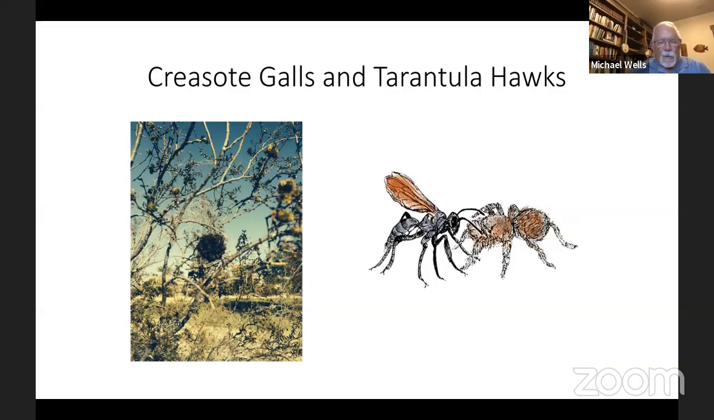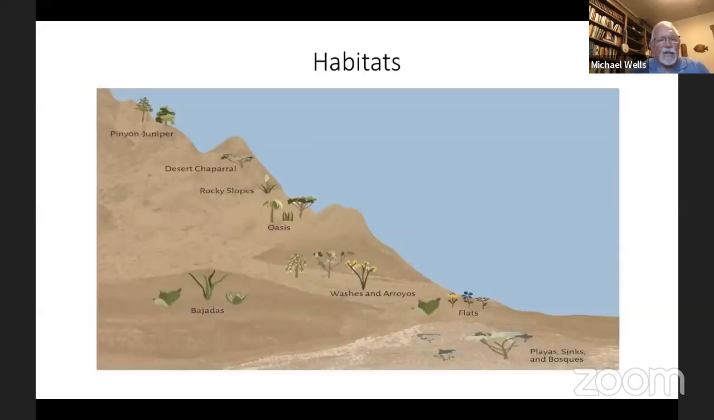So a very complex web of relationships, and very interesting. And we also talk about habitats and their distribution in the physical environment.